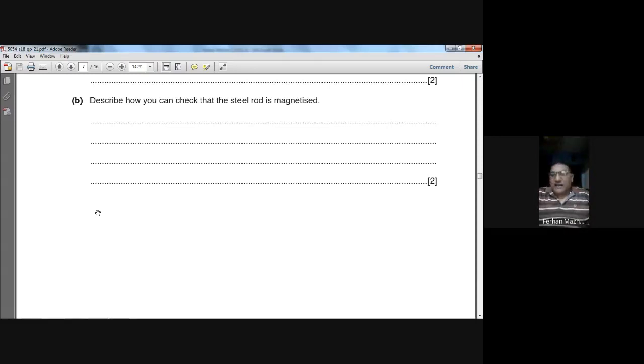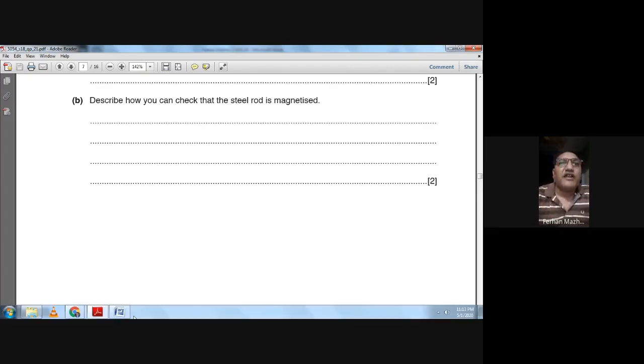You know, the repulsion from one of the poles of a permanent magnet is a confirmed test that the steel rod is magnetized. Remember, attraction with another magnet is not the confirmed test for it to be magnetized. Repulsion is the confirmed test that this is magnetized. If one of its ends is repelled by a pole of a magnet, then it will be a confirmed test that this steel rod is magnetized. So repulsion is a confirmed test.